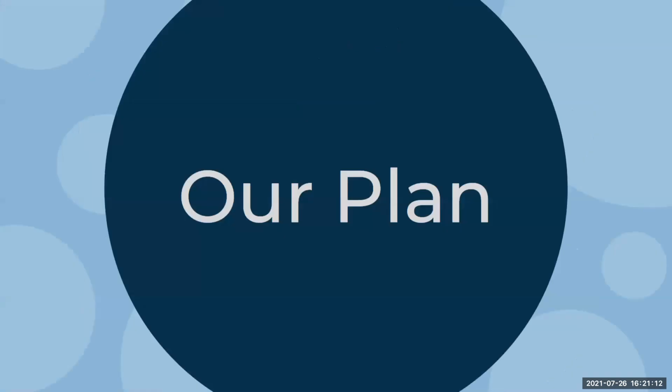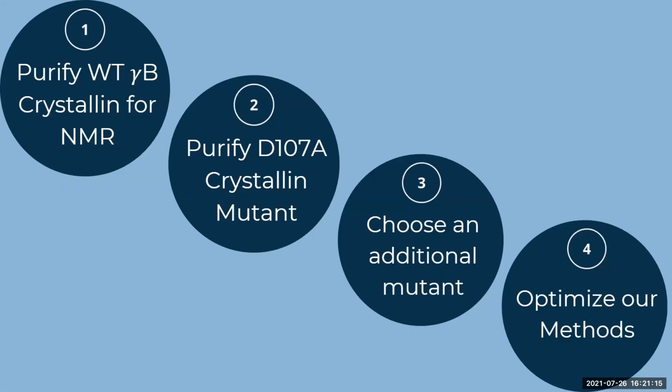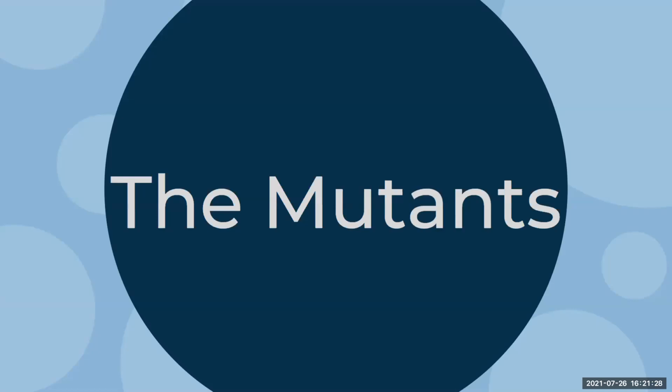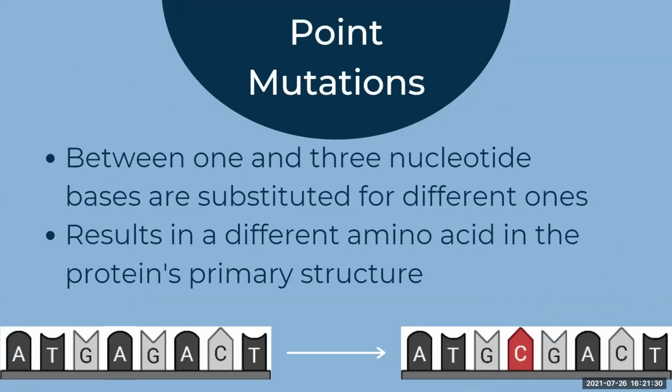So our plan for the summer was to purify wild-type gamma B crystallin for NMR experiments, purify the D107A crystallin mutant, choose another mutant to study, and optimize our methods along the way. The mutants that we study are point mutations. This means that between 1 and 3 nucleotide bases are substituted for different ones. This results in a different amino acid in the protein's primary structure, which can change how the protein interacts and other aspects of the protein.